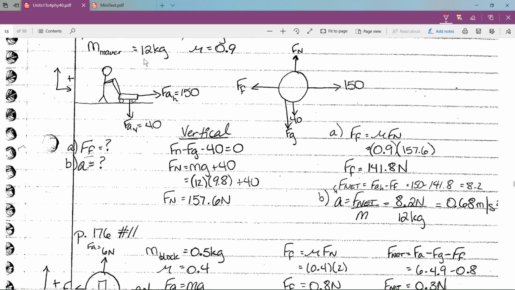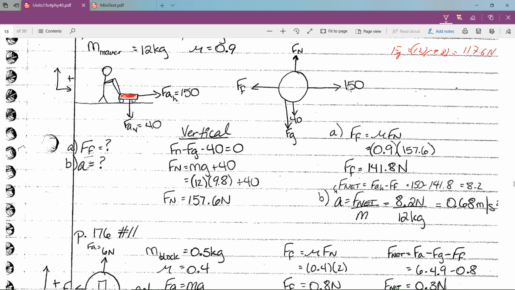So there's Josie or Jose or whoever you want it to be. You can draw a picture of yourself, why not? Pushing the lawnmower, and the lawnmower has a mass of 12 kilograms. So the force of gravity for the lawnmower is going to be mg, so 12 times 9.8. Let's punch that out here. 12 times 9.8, 117.6 newtons.